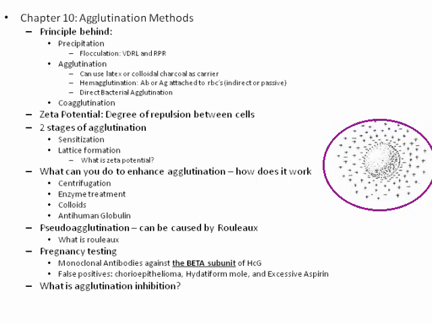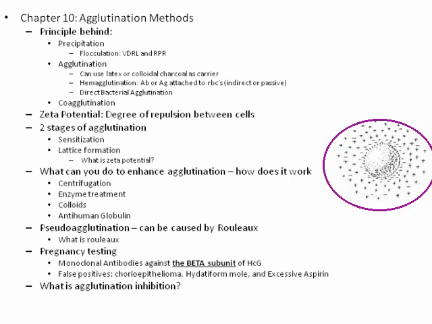The two stages of agglutination, and we'll get to how that works, are sensitization and lattice formation. Sensitization gets things started, and the lattice formation is actually the combining of antigens and antibodies in a big network, so you can see the agglutination.